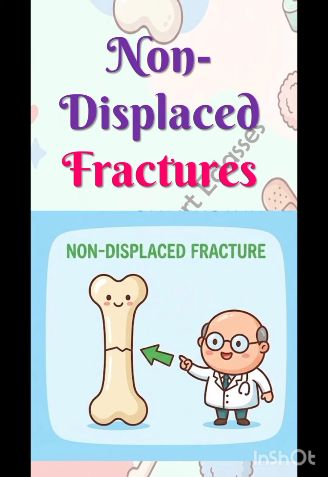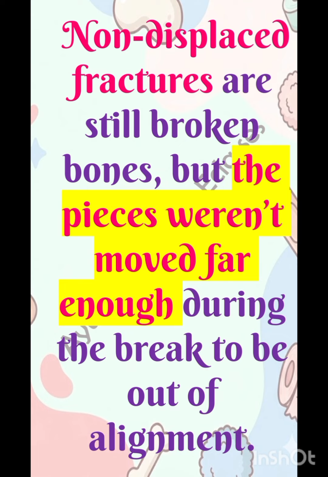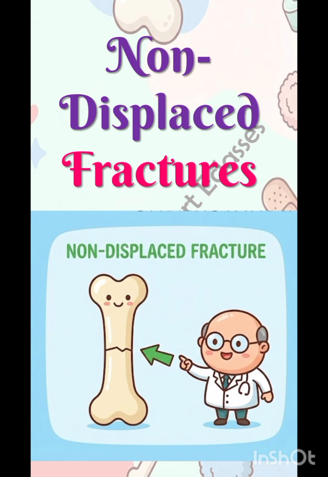And the non-displaced fracture can be seen in the image. Non-displaced fractures are still broken bone, but the pieces weren't moved far enough during the break to be out of alignment. So in the picture you saw, the fracture is there, but the pieces have not moved far enough. There is no gap even though there is a break. In this image you can see there is a fracture but there is no displacement.